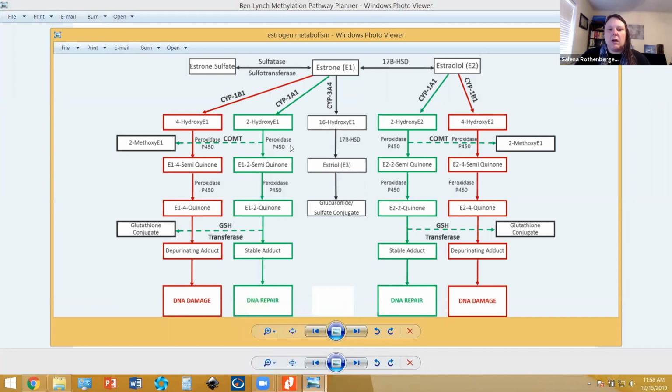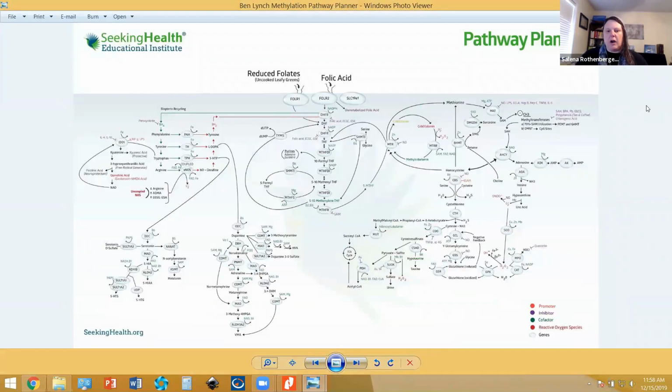But you see here the P450s, COMT, and the GSH transferase. So this is the GSH transferase, which has to do with glutathione. The COMT here is the catechol-O-methyltransferase. So this is going to kind of degrade these catecholamines, which includes the estrogen, that's what that is. So let's go back here and see how that's connected to MTHFR.